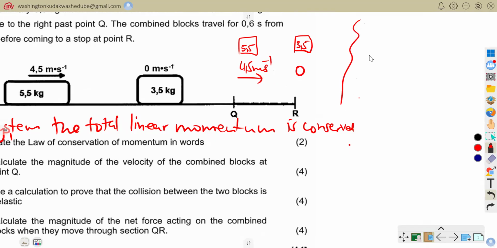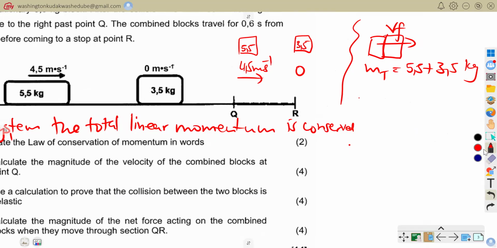That is before collision. After collision, these two objects stick together and they move towards that direction. That is what we have been told. And then we now need to find the final velocity. So the total mass of these two will now be equal to 5.5 plus 3.5 kgs. After this, we were supposed to have defined our direction, but our direction is already given.